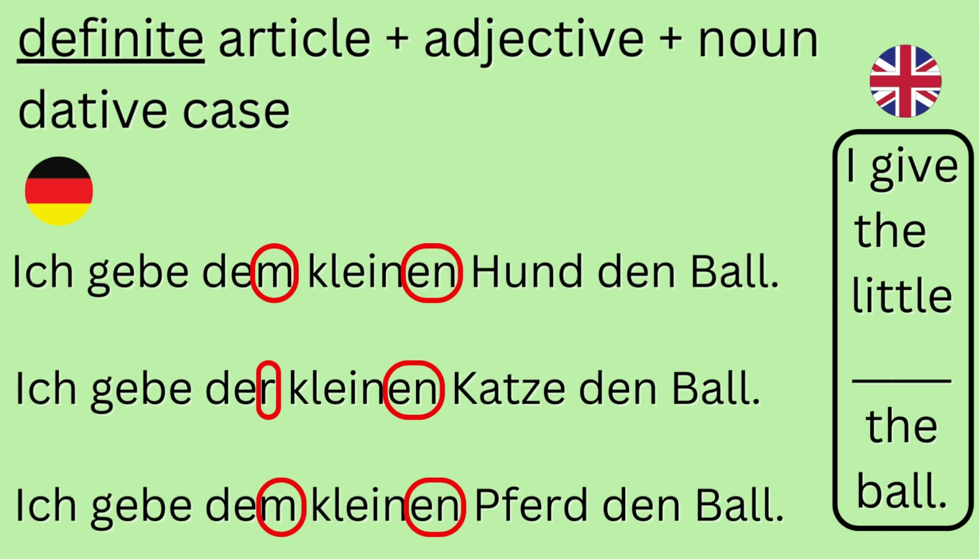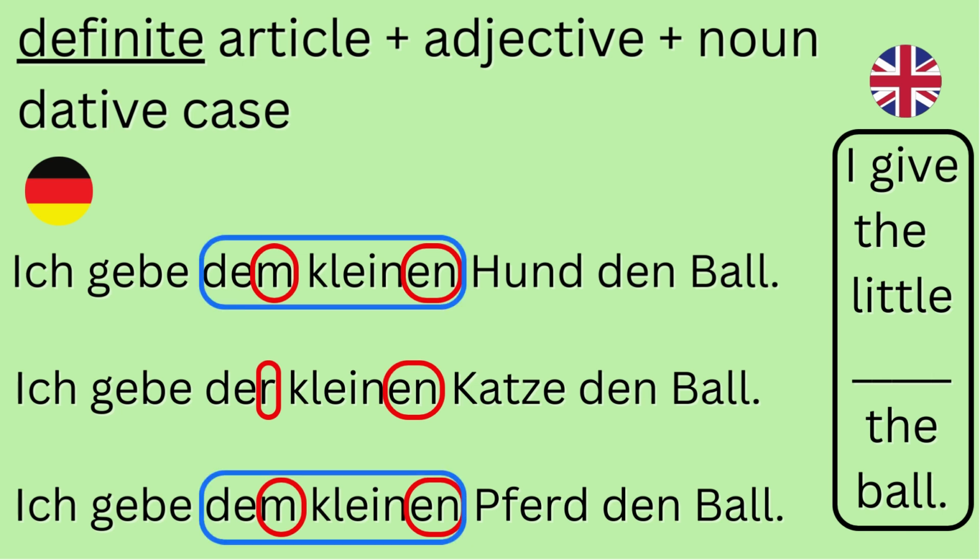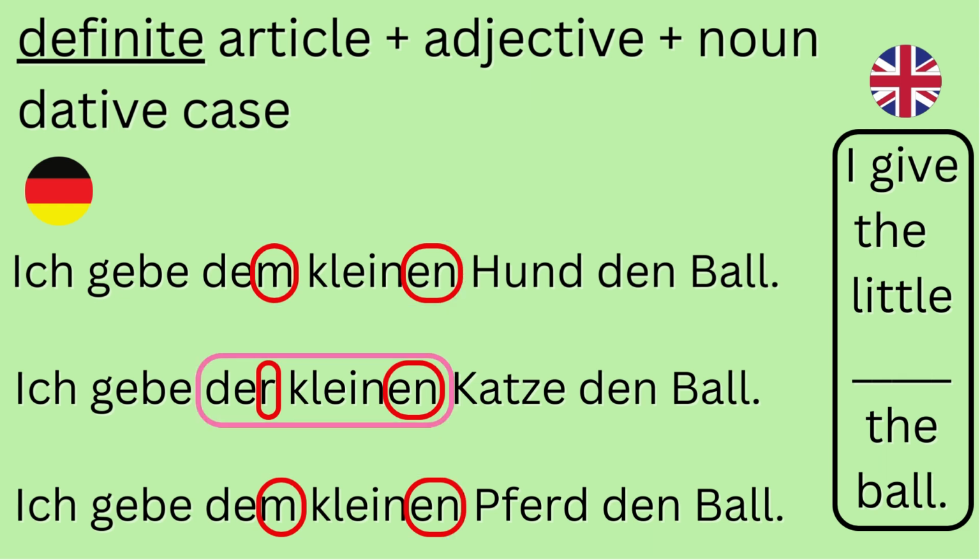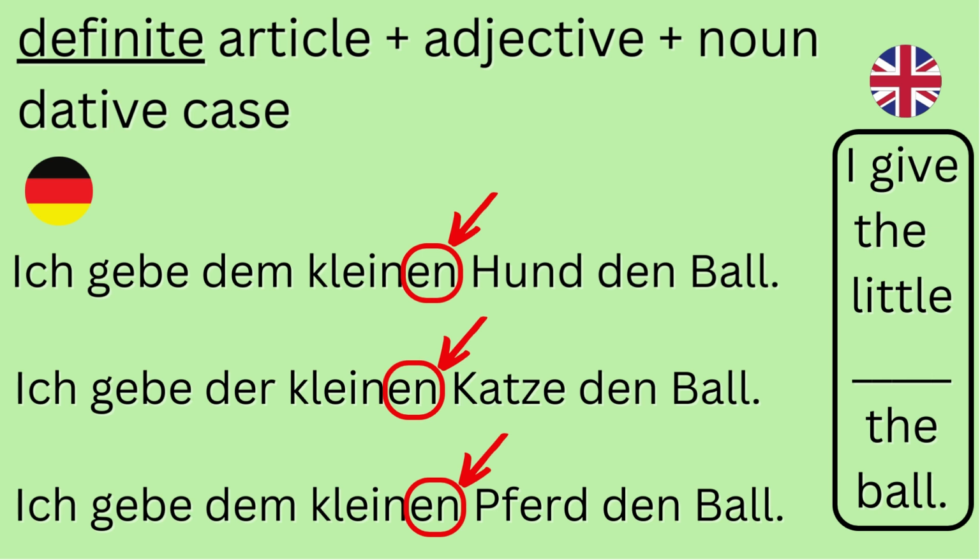So here we have a couple of changes. First of all, with the masculine and the neutral noun, we have the article changed to dem. So M is kind of a giveaway for the dative case for masculine and for neutral gender. And we have die kleine Katze turning into der kleinen Katze. So we also have an N added to all three adjectives.